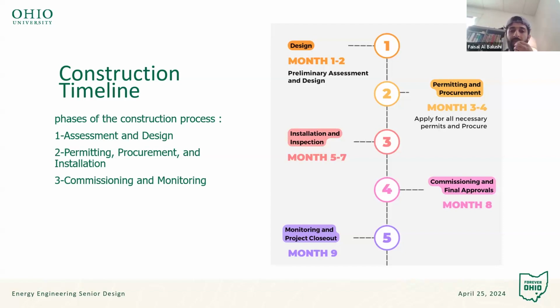Also, we'll be conducting an internal inspection and testing, and an external inspection may be needed from the city. And moving to the next month, we'll be commissioning and final approval, finalizing any remaining construction and receiving a final approval from the city.